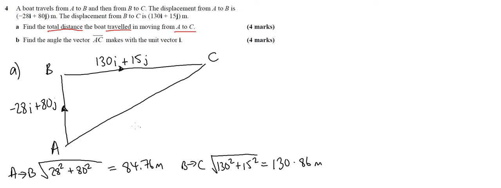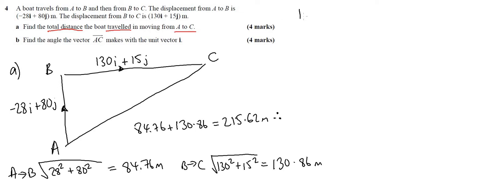I want the total distance the boat travelled from A to C, so that means I've got to add my two lengths. I've got 84.76, and I add to that 130.86. That gives me 215.62 meters. That's my total distance, because he didn't travel directly, he travelled from A to B, then B to C.